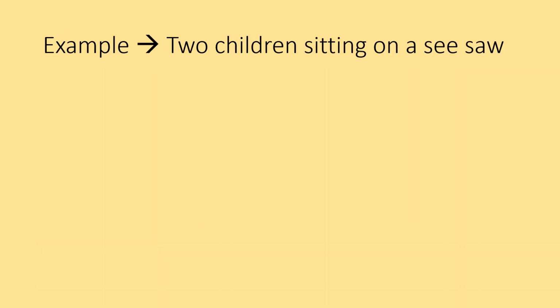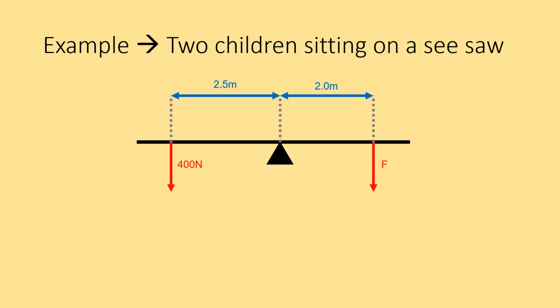Here is an example then. Let's look at 2 children sitting on a seesaw. We look at the seesaw, we're going to have 2 points, one 2.5 meters away from the pivot, one 2 meters away from the pivot. I've put a child of roughly 40 kilograms, 400 newtons on one side. How much can I put on the other side to balance this child? What is the force F?